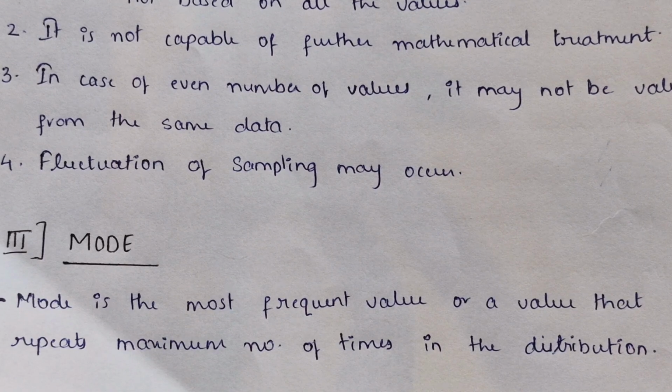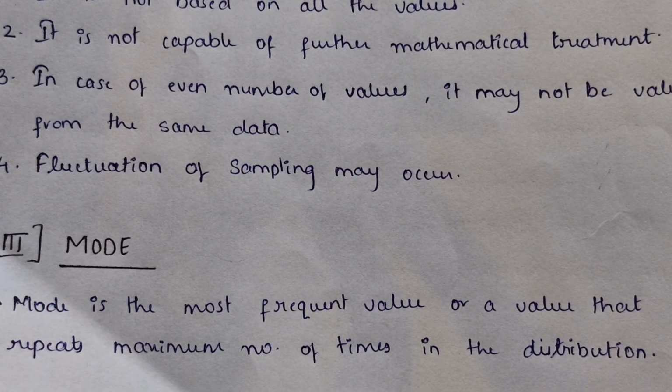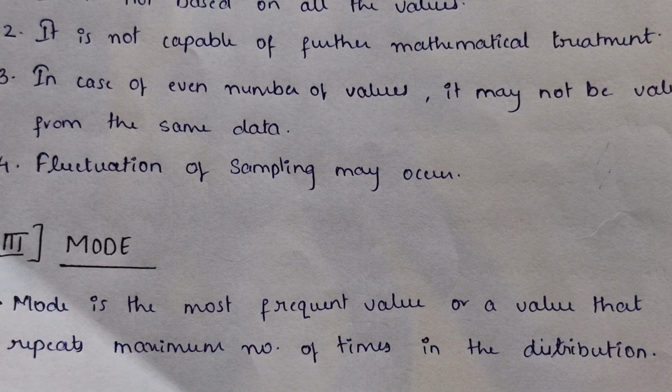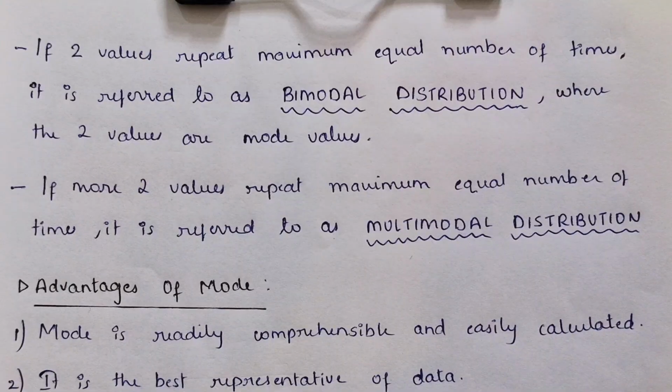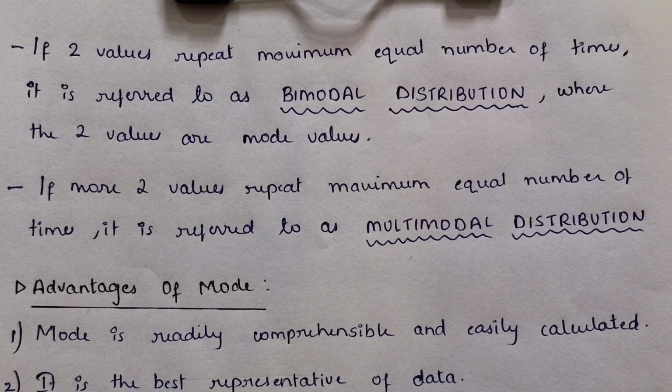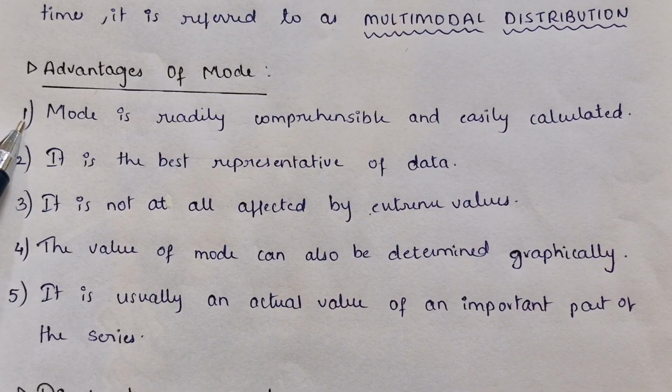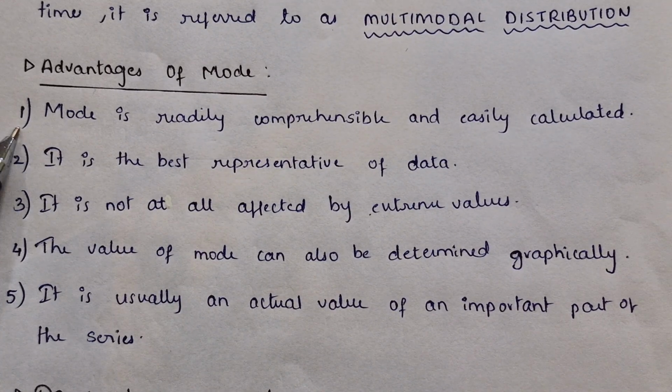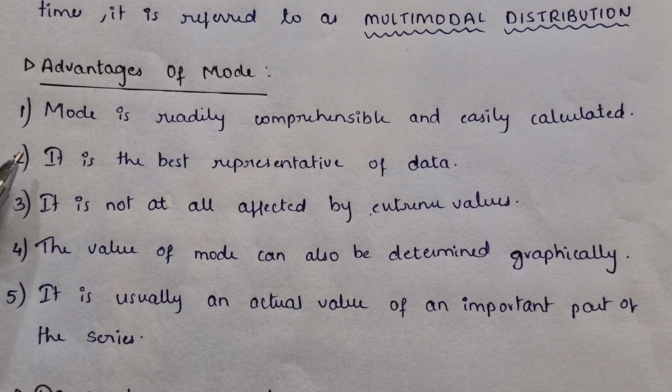The third one is mode. Mode is the most frequent value, or a value that repeats the maximum number of times in the distribution. If two values repeat the maximum equal number of times, it is referred to as bimodal distribution, where the two values are the mode values. If more than two values repeat the maximum equal number of times, it is referred to as multimodal distribution. Advantages of mode: mode is readily comprehensible and easily calculated.